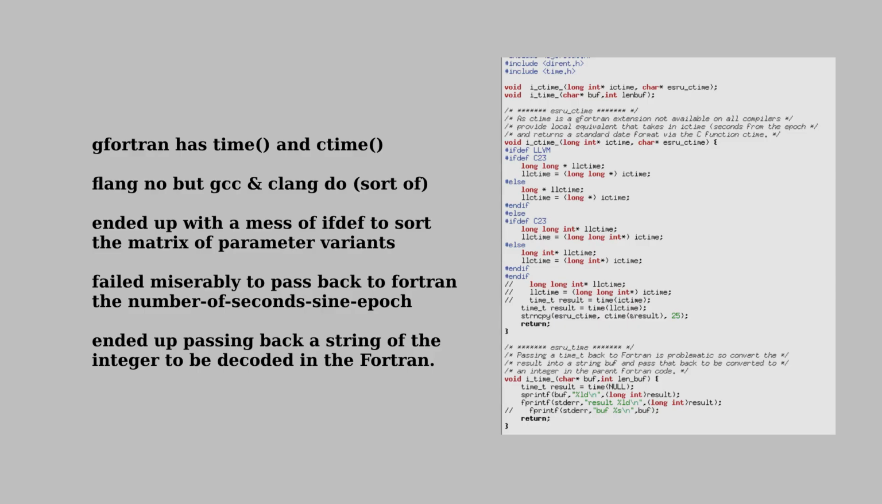Flang has no such convenient functions. However, looking around, both clang and gcc had them. It turns out that the seconds since the epoch is a C type that depends on the compiler as well as the version of the compiler. And of course, it might be possible to do it much more elegantly than I did, but I ended up with a rat's nest of ifdef statements to sort out all of the different variants.